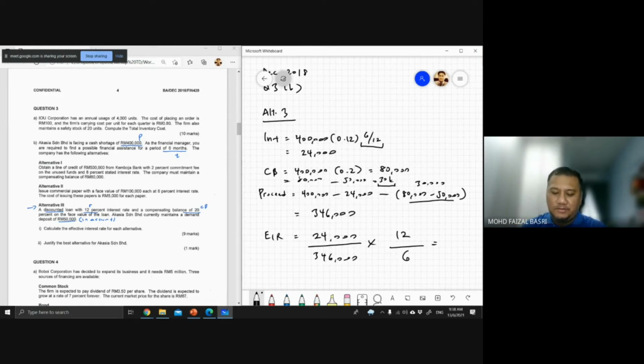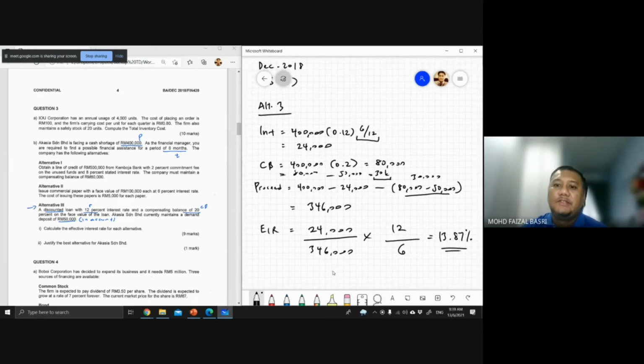So 24,000 divided by 346,000 times 12/6. Here you can see it's 13.87%. So this would be our effective interest rate for alternative 3. For Acacia, based on alternative 3, the cost would be 13.87%.